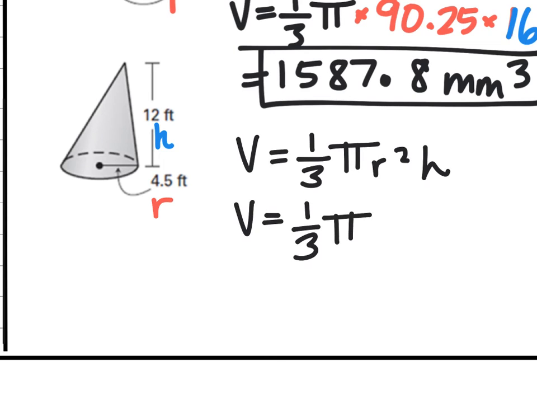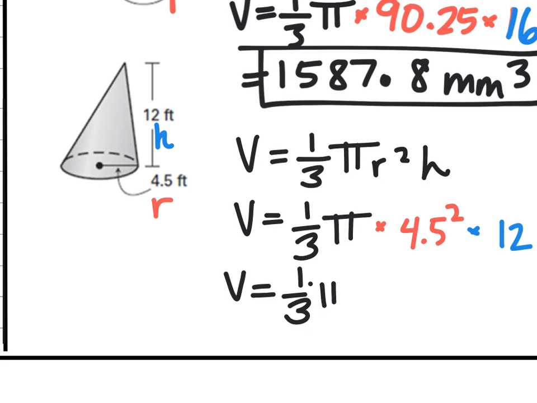1/3 pi times 4.5 squared times 12. You should figure out what 4.5 squared is first. Sebastian, could you type that in your calculator and tell me what it is? That is 20.25. Thank you. So times 20.25 times 12.